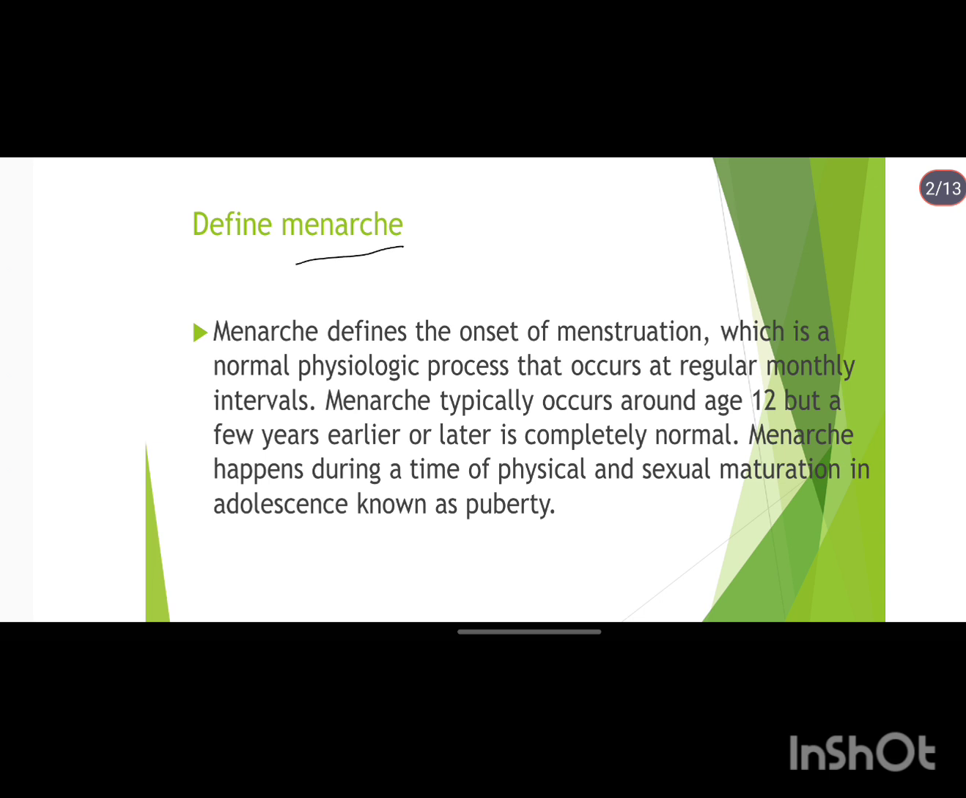So menarche is usually defined as the onset of menstruation, which is a normal physiologic process that usually occurs monthly, and it typically starts at around the age of 12. Menarche happens during a time of physical or sexual maturation in the adolescent period, which is usually known as puberty.